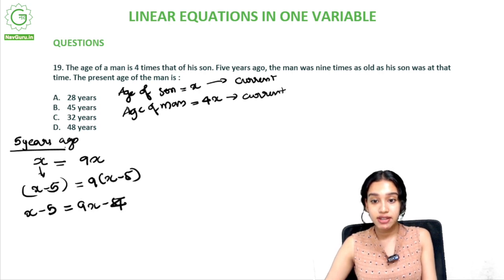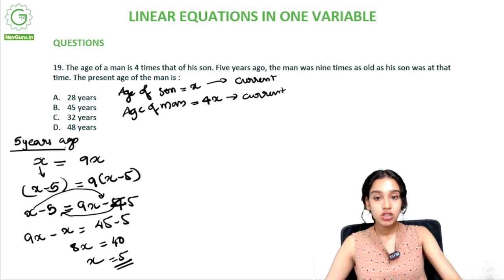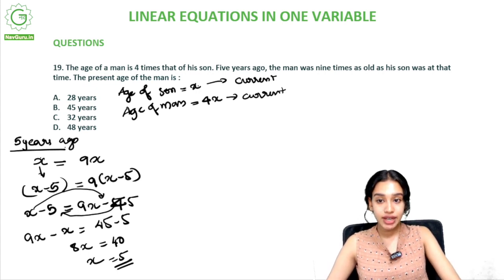So we get 4x minus 5 is equal to 9x minus 5, 9 5s are 45, right? So we'll take this here and here. So 9x moving on to this side becomes minus x. So 9x minus 4x is equal to minus 45, coming to this side becomes plus 45. So 45 minus 5, we get 5x is equal to 40. So x is equal to 5, right? So age of the son is equal to 5.